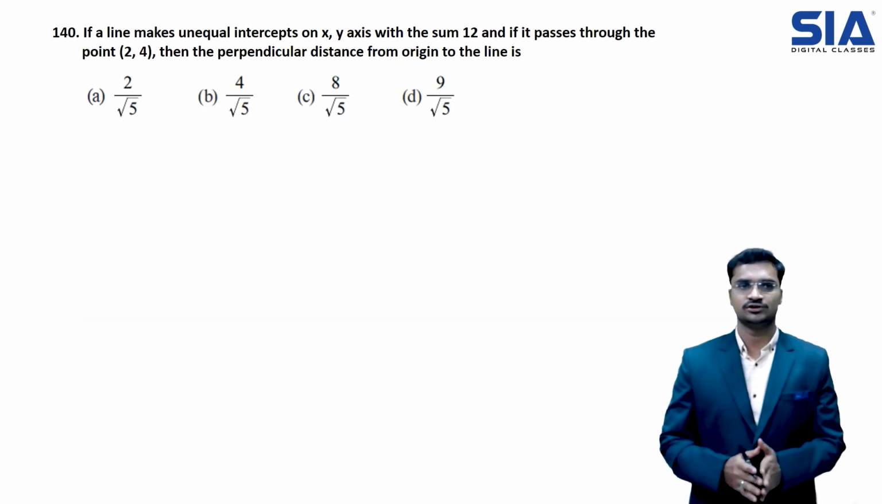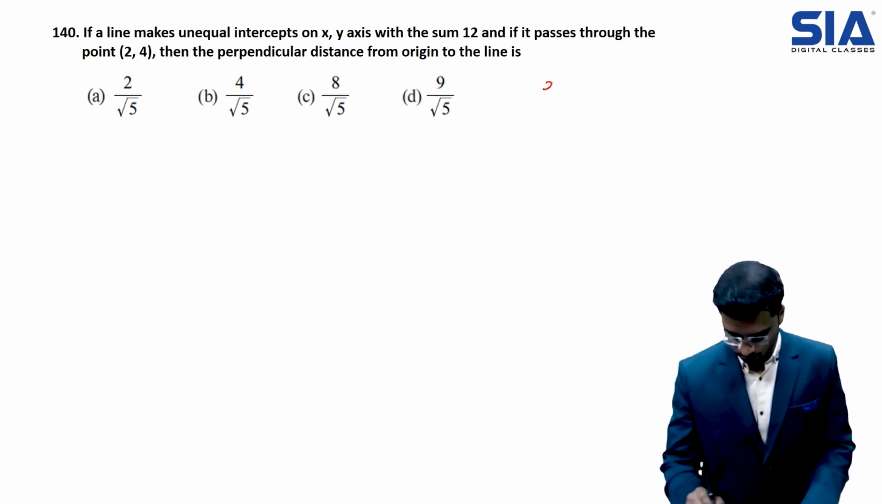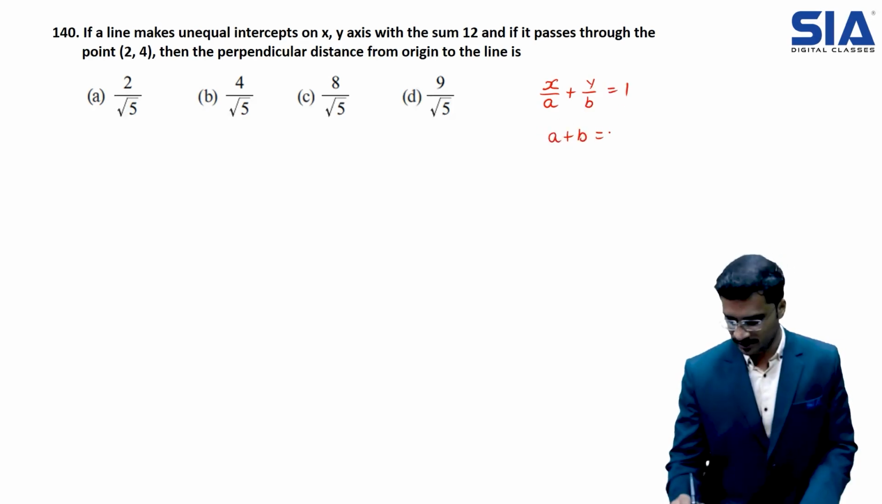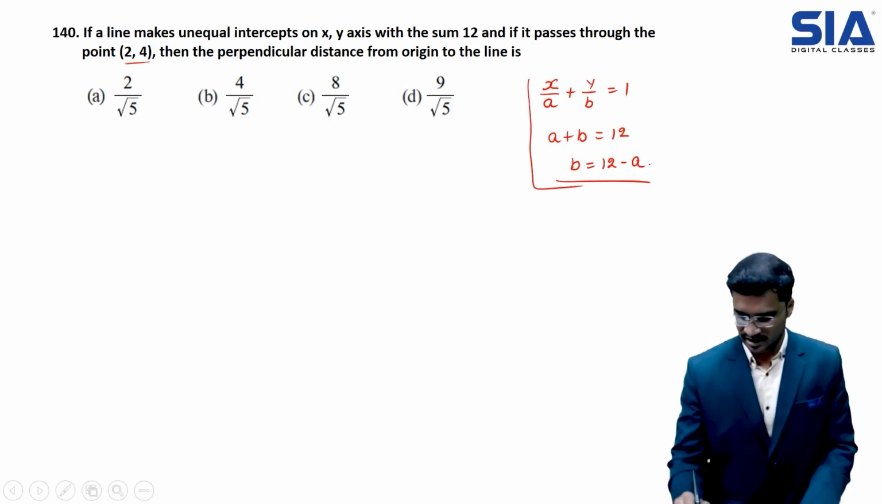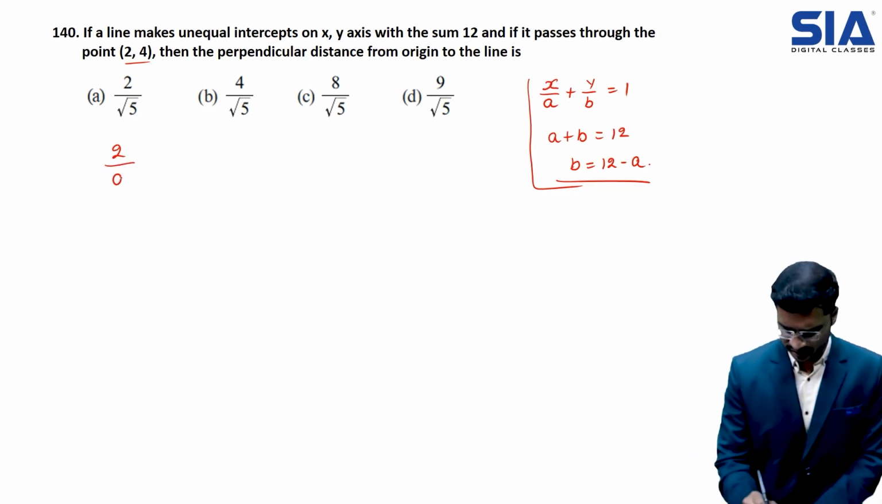Now coming to our next question, which is the 140th question. If a line makes an unequal intercept x comma y with the sum is equals to 12. So what is the intercept form? The intercept form of a line is x by a plus y by b is equals to 1. So given that a plus b, the sum of the intercepts, is given as 12, then I can write the value of b as 12 minus a, and it is passing through the point 2 comma 4. So let us substitute the point here.